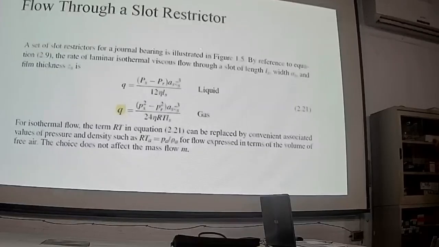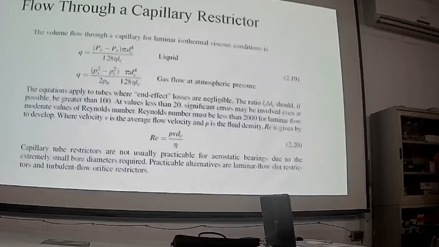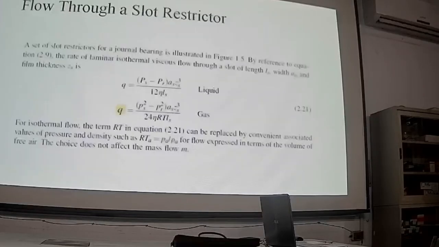So this is the capillary restrictor, and we also have different types. Slit restrictor, this is the formula. And for the air bearing, usually it's more complicated. For theoretical analysis, the air bearing is more complicated compared to the hydrostatic bearing. So this is the slit restrictor.